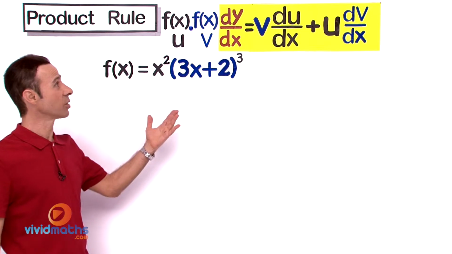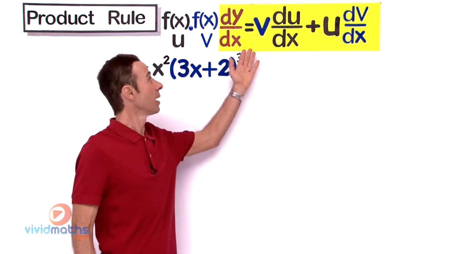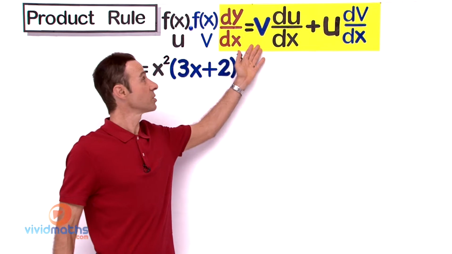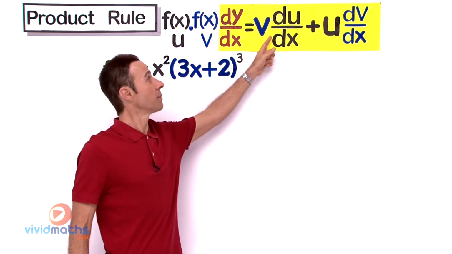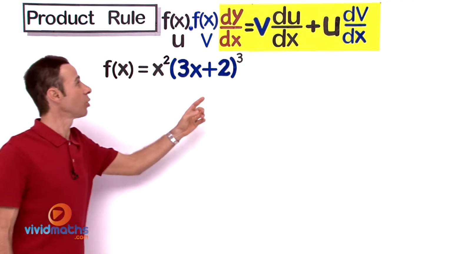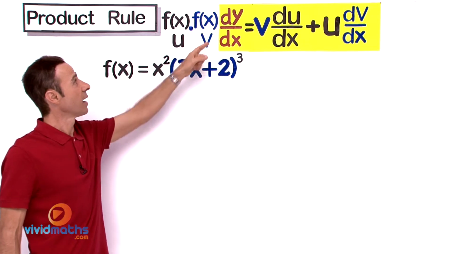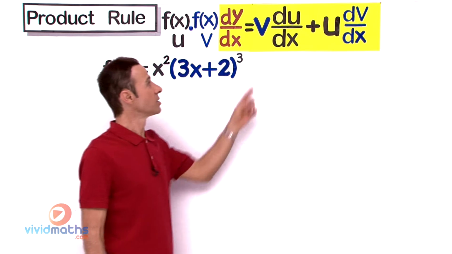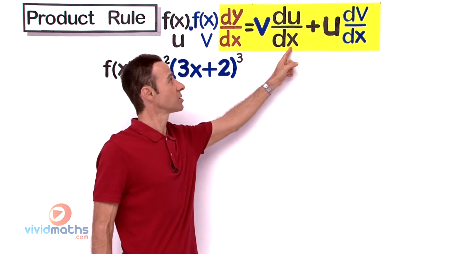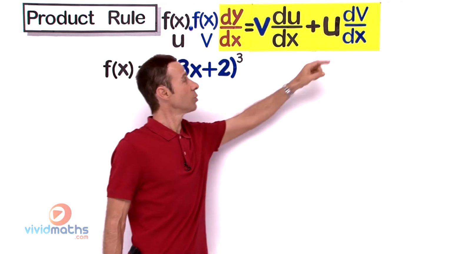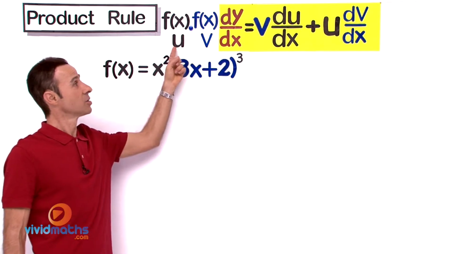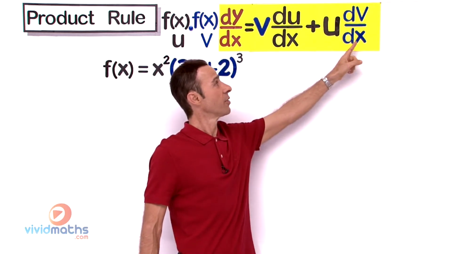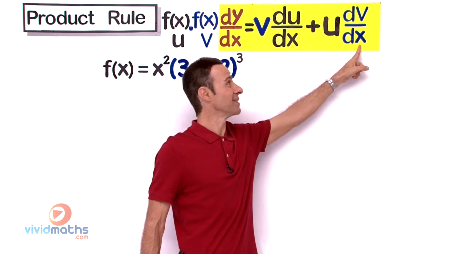So let's have a look at dy dx for the product rule. dy dx equals v times du dx plus u times dv dx. We're going to call v the right-hand side and u, in black, the left-hand side, uv in alphabetical order. So v times du dx plus u, which is on the left here, multiplied by the derivative of v, dv dx.